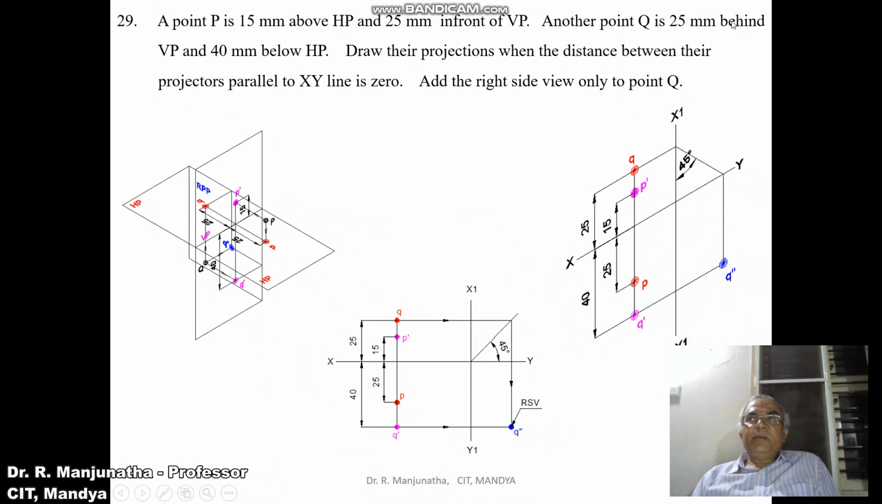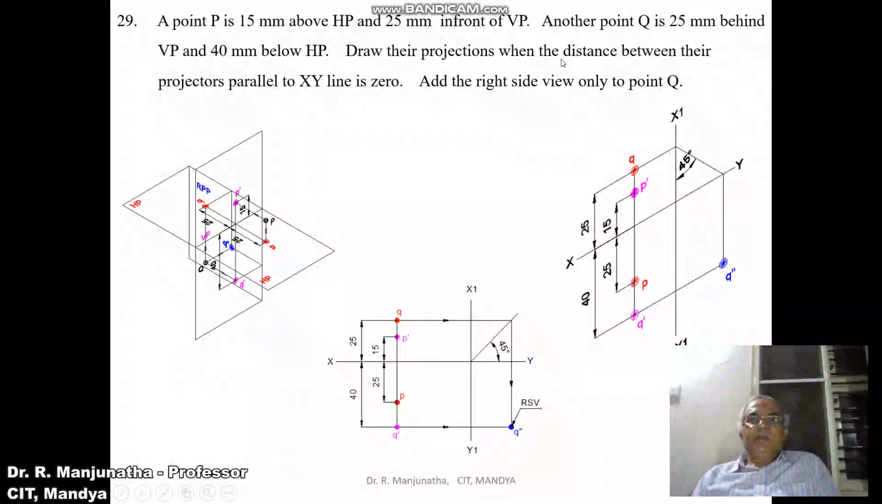Another point Q is 25 mm behind VP. So when you look from the top view, we can see the distance behind VP, which is 25 mm. When it is projected onto the horizontal plane, you will get this point here. So this distance will become 25 mm. Then the 40 mm below HP. When you look from the front view, we can see the distance below HP, which is 40 mm. When it is projected, that point will fall on the vertical plane. So this distance will be 40 mm. So this point will be small q dash.